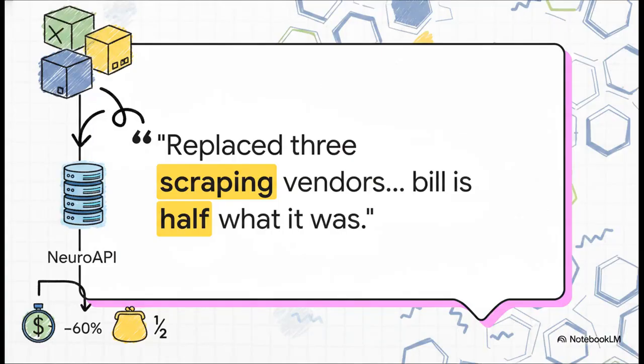The result of all this engineering really speaks for itself out in the wild. Listen to this quote from Maya Chen, a staff engineer at Index.ai. She says, "We replaced 3 different scraping vendors with NeuroAPI in a single afternoon. Latency is down 60%, and our bill is half what it was." That perfectly validates everything we've just learned about performance and cost efficiency today. By unifying scrape, search, and extract into a single, reliable API, teams are drastically cutting complexity, speeding up their apps, and saving some serious cash.